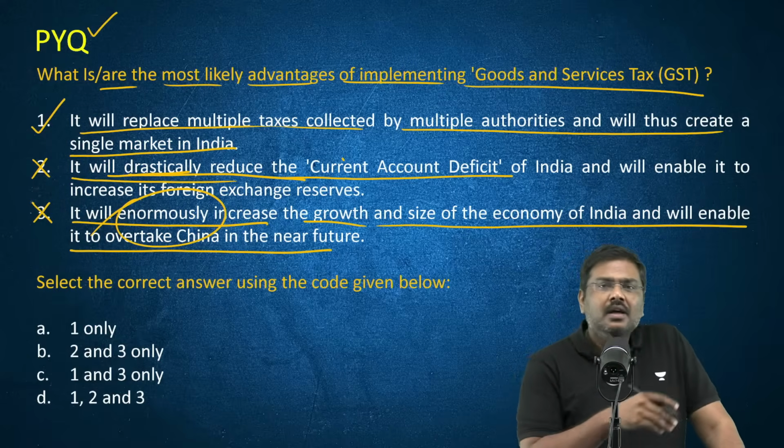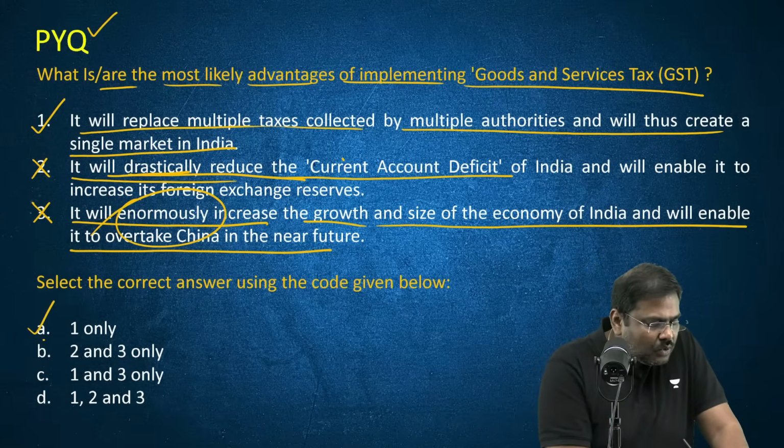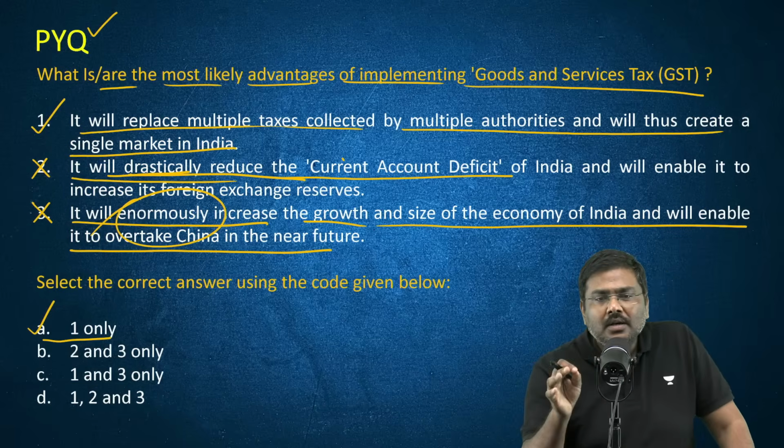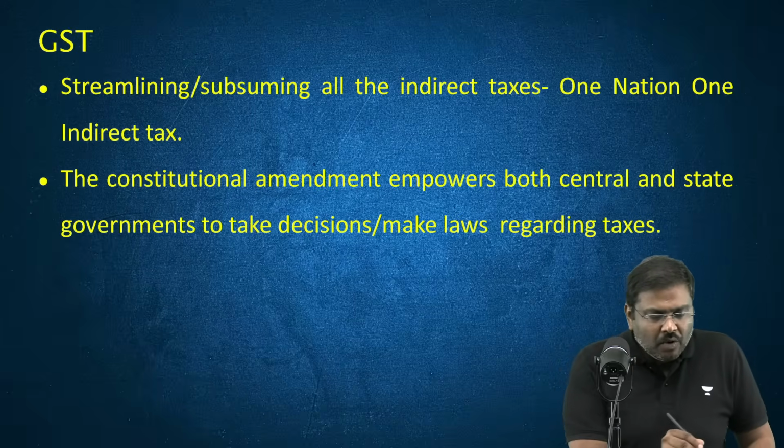A lot of you are saying 1 and 3 are correct. No, third is also incorrect. The right option for the question will be option A, 1 only. Done? Okay, let me go forward.